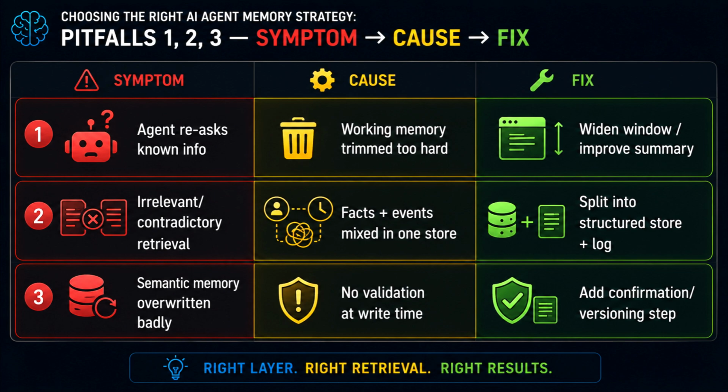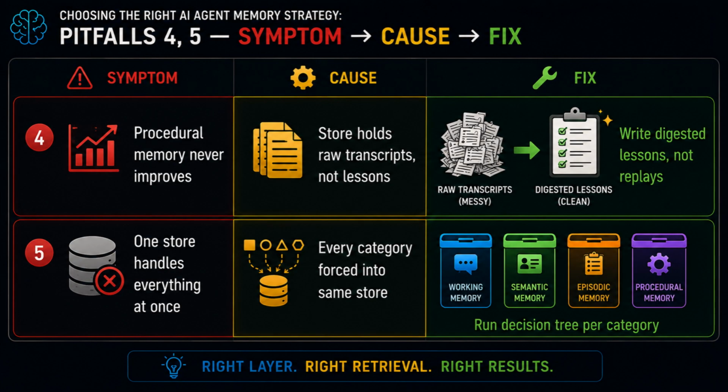Third, semantic memory silently gets overwritten with bad information. The likely cause is no validation or versioning happening at the right time. The fix is adding confirmation, versioning, or a review step before any single new fact is ever allowed to replace an existing one already sitting in the store. Two more pitfalls worth knowing before you ship.